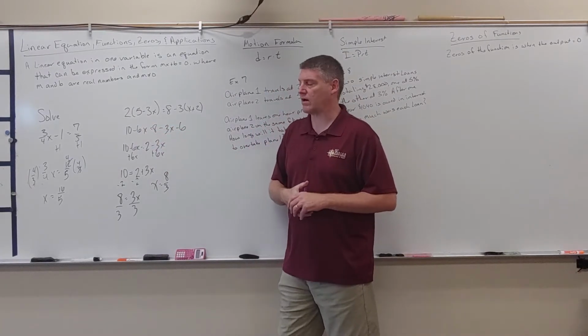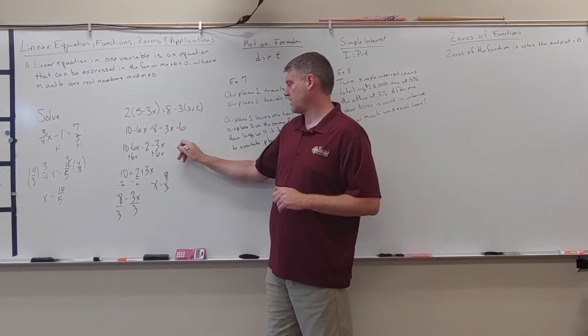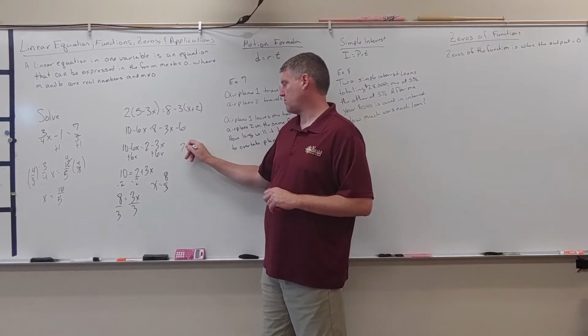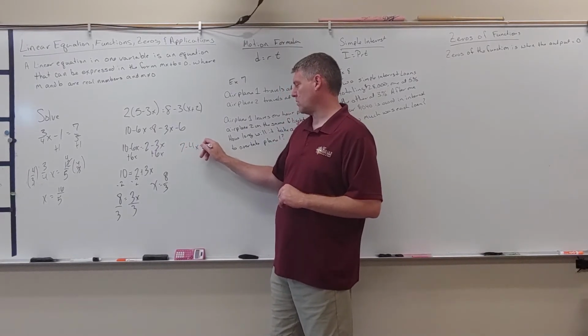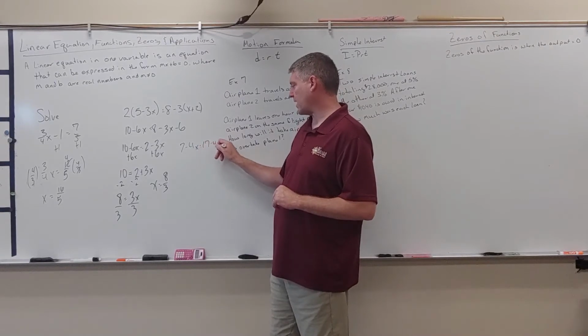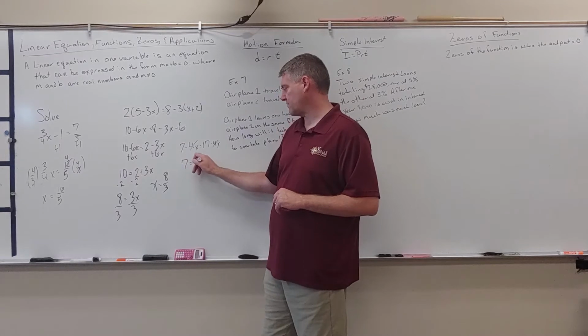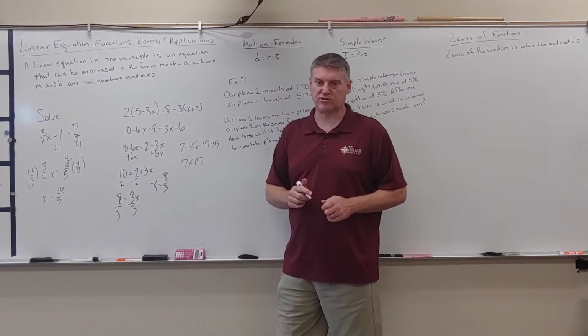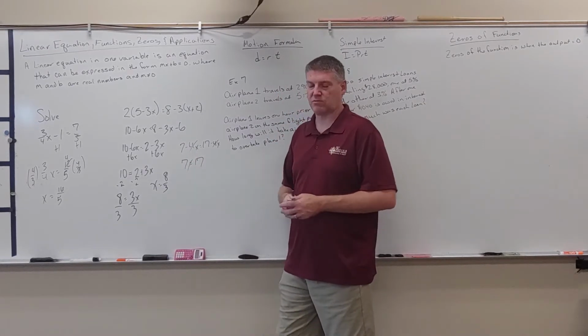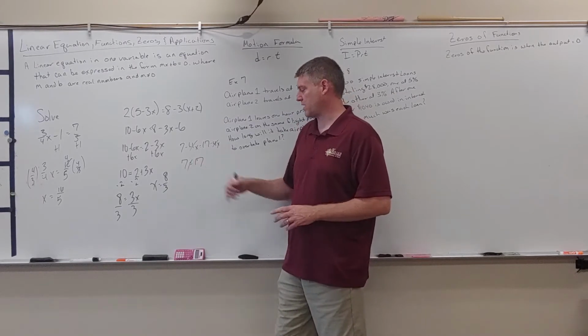Now, there are some special cases where you might end up with the same x on both sides or the same value. So I might have something like this: 7 minus 4x equals 17 minus 4x. And here the 4x's are going to cancel out, and 7 equals 17. Well, that never is true, right? And so this is a case where there is not a value of x that makes that a true statement.